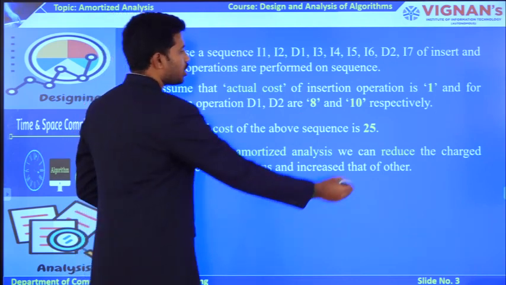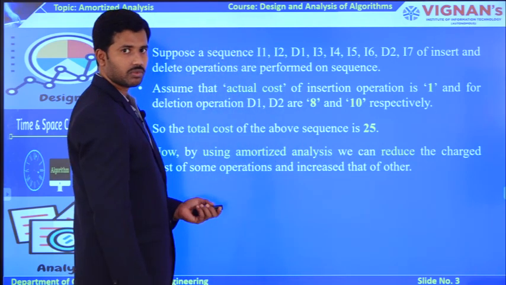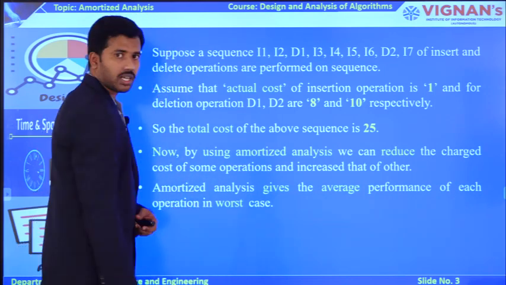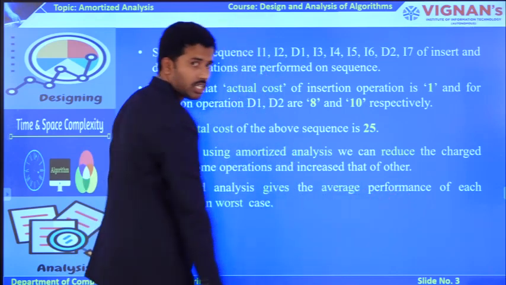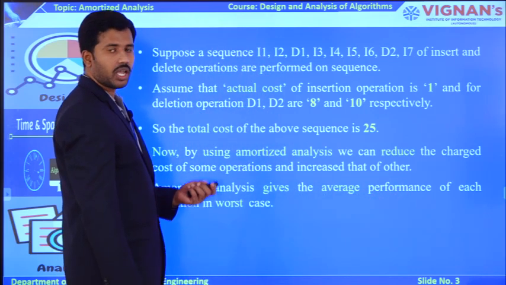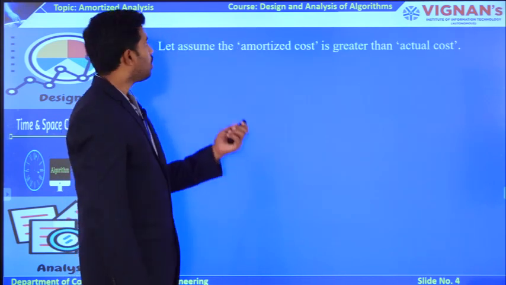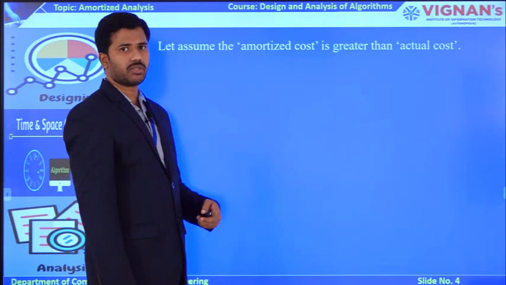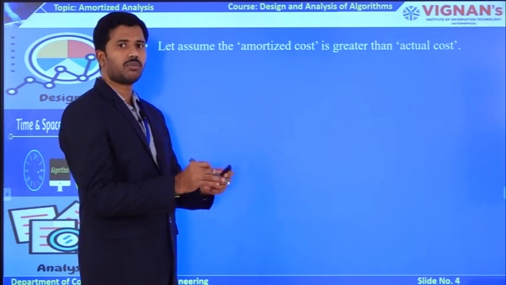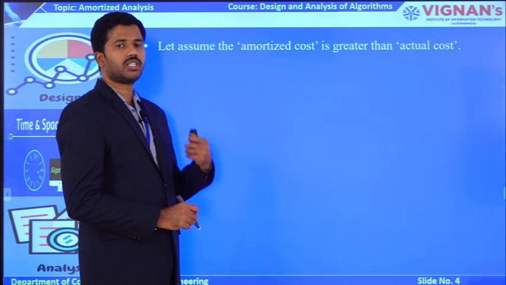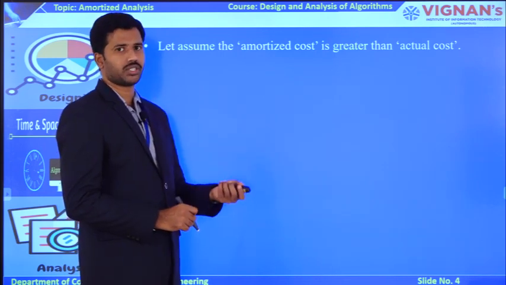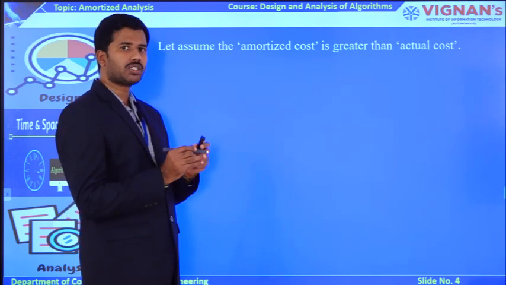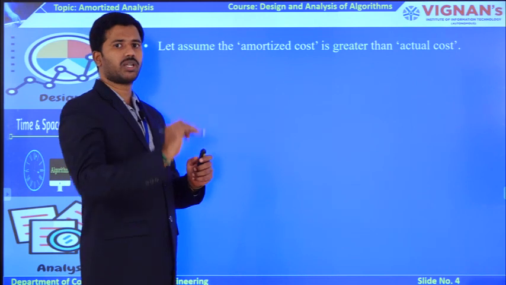Now your task is to reduce the actual cost. Okay. So that's why you require amortized analysis, to convert the worst case algorithms into average case performance. Now we need to prove the amortized cost is going to be lesser than the actual cost. Actual cost is nothing but the amount of cost needed to apply that instruction. Now your task is to prove amortized cost is lesser than actual cost.